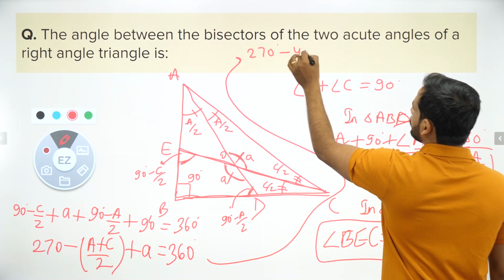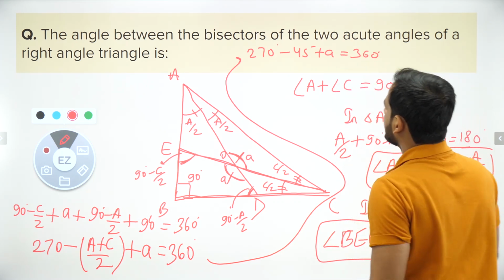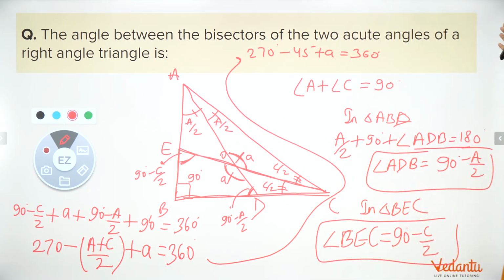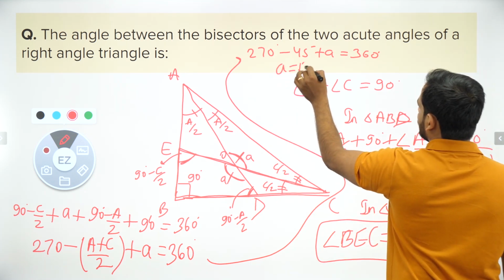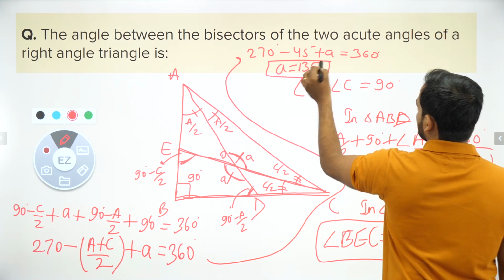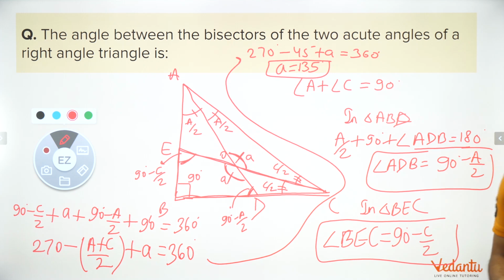270 minus 45 plus A is equal to 360. So what are you getting? 270 shifted here, so 90, and 90 plus 45, so you'll be getting A is equal to 135 degrees. So this is the angle between the bisectors. What is that? 135 degrees. So this is how you have to think about the problem.